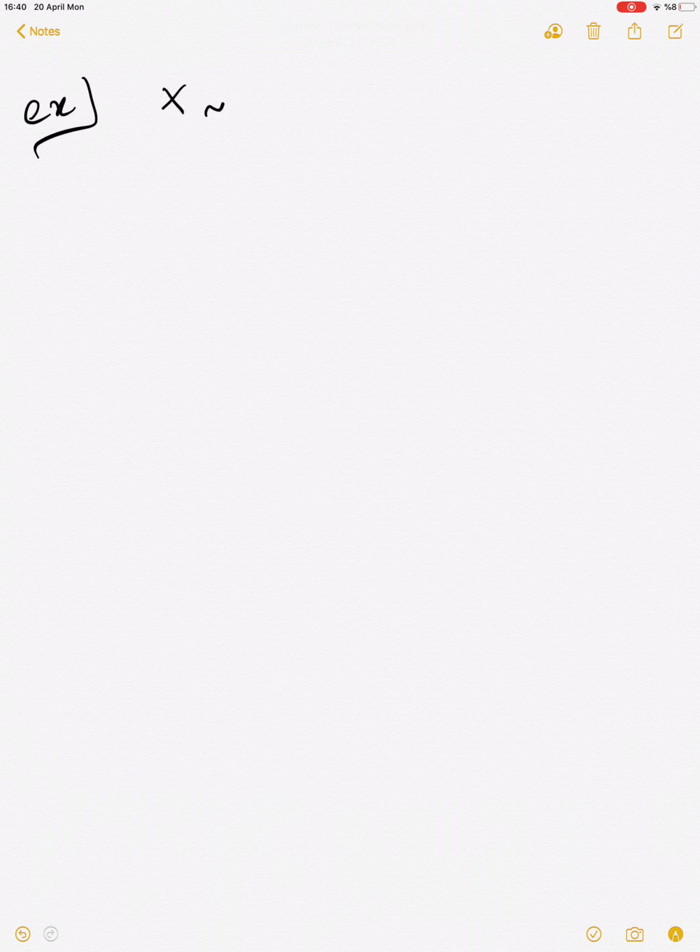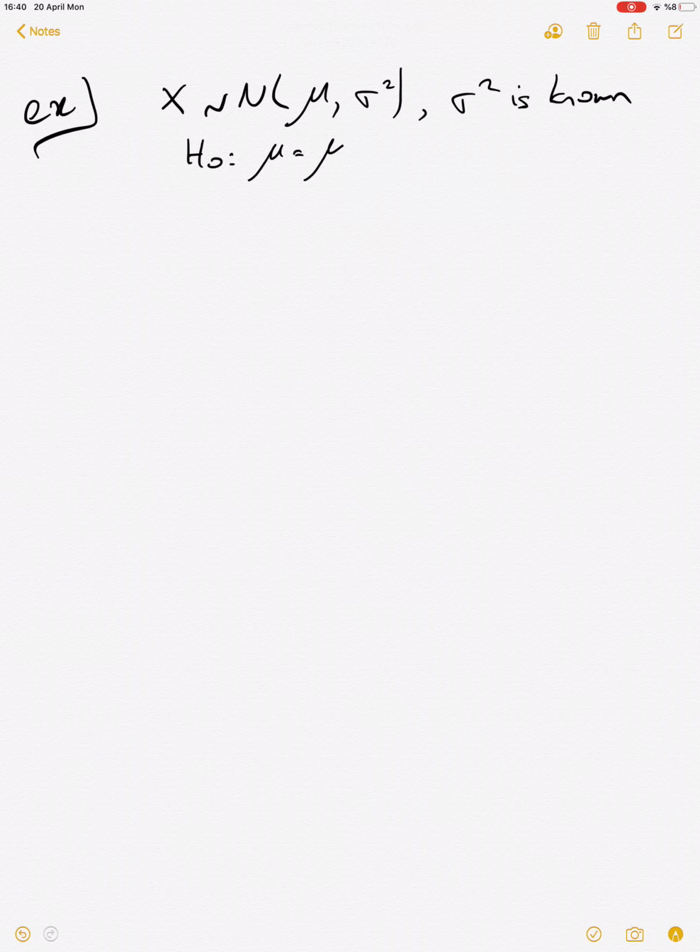Okay, so let's say we have a normally distributed random variable where sigma square is known, and we have a simple hypothesis case, mu equals mu 0 versus mu equals mu 1. And what is the direction here for the tests? Let's see. Okay, so let's say mu 0 is greater than mu 1 case.